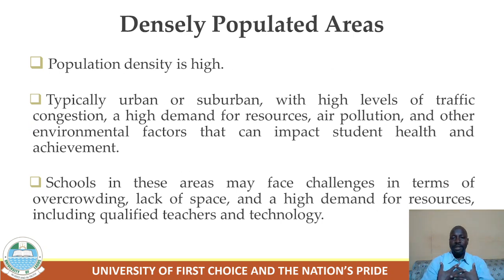Now, the last area, a diverse education area where school mapping exercise can be conveniently applied, is areas that we regard as densely populated. And of course, they are the direct opposite of sparsely populated areas. In densely populated areas, population density is very, very high. We have a lot of people in those areas, so we have many people in relation to the land mass.